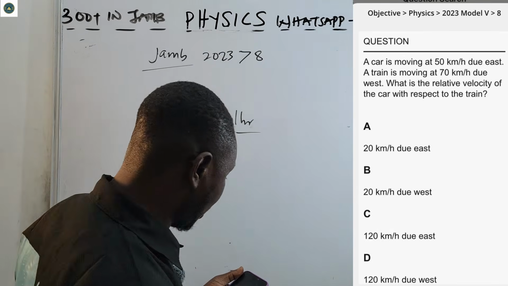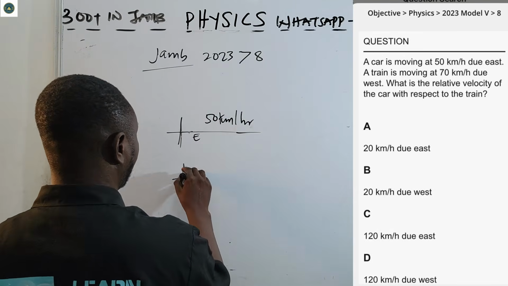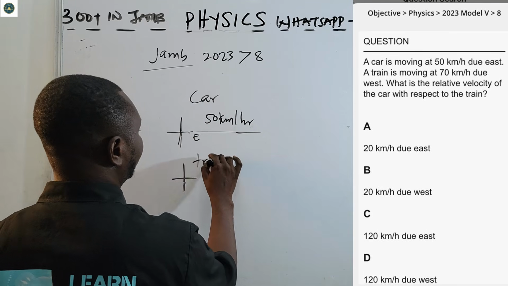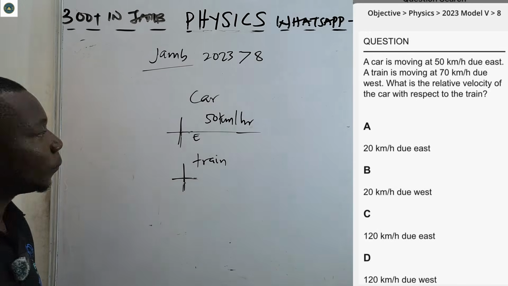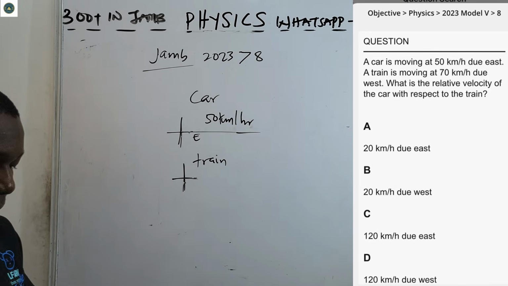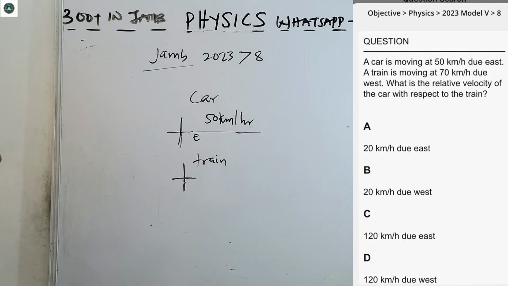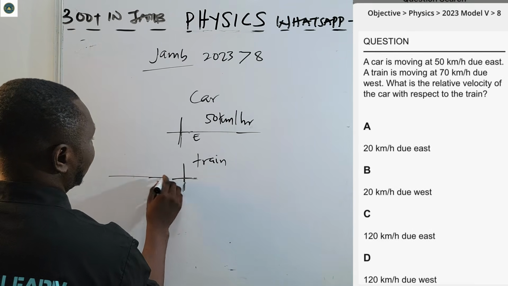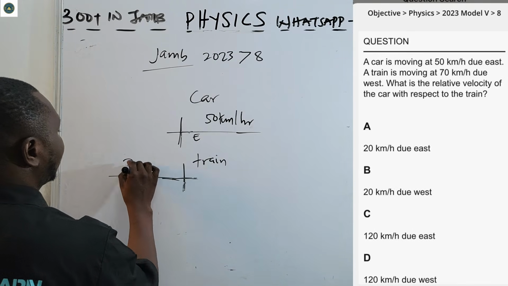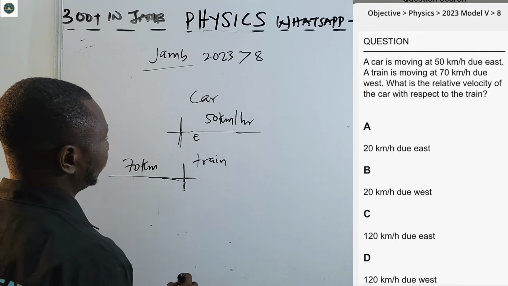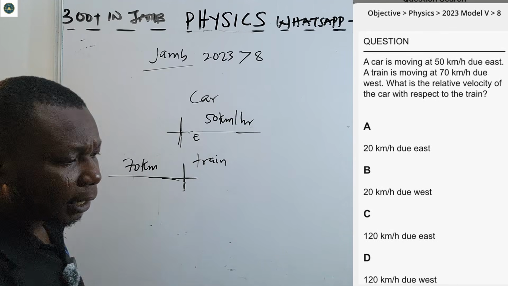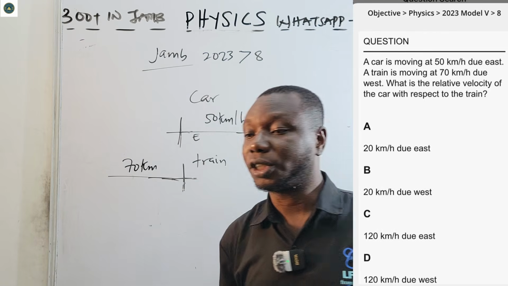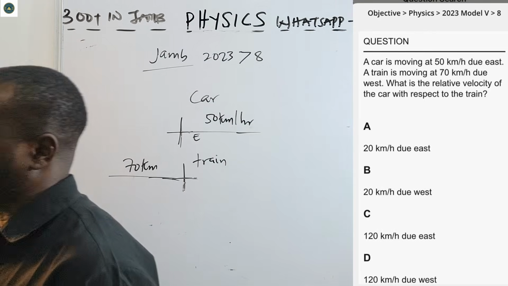A train, they will have another train. This is a car. They will have a train. A train is moving 70 kilometers per hour due west. So you have due west. Now, they say, what is the relative velocity of the car with respect to the train?